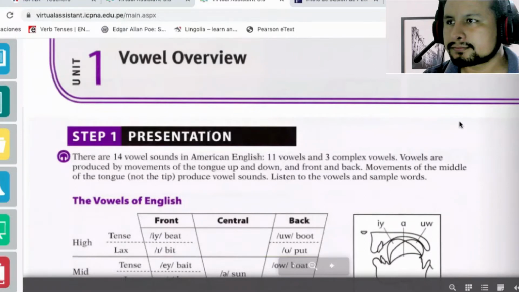Five. Only five. In Spanish, we have only 5 vowel sounds. In English, there are 14. Okay, that's the first thing you have to remember. You know? In English, there are 14 vowel sounds. But actually, there are 11 vowels and 3 more that are called complex vowels.